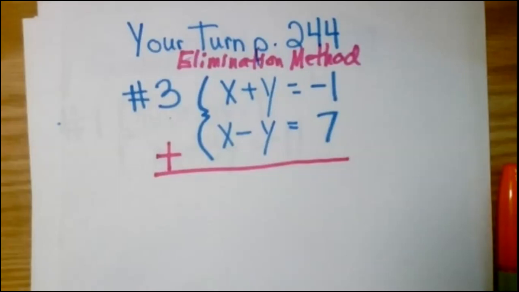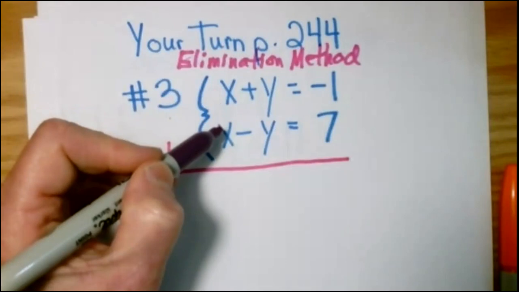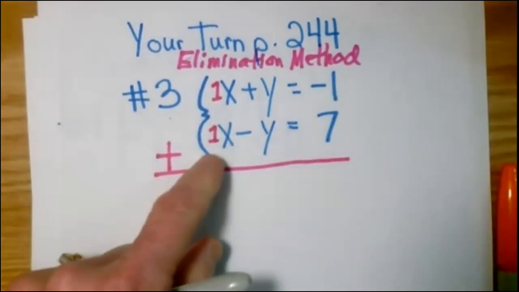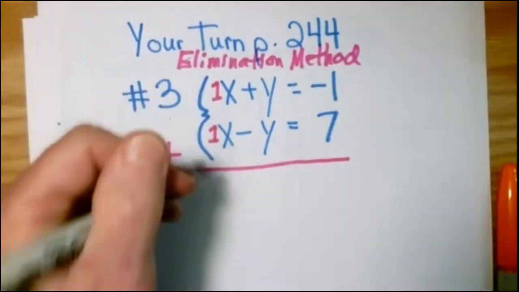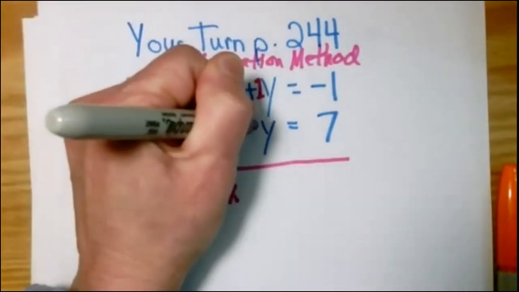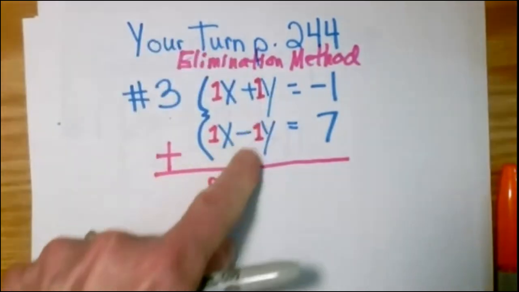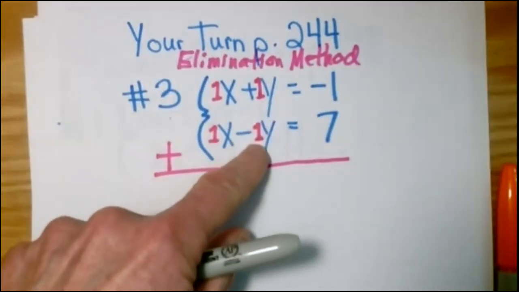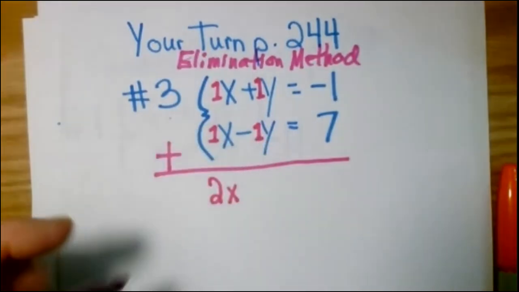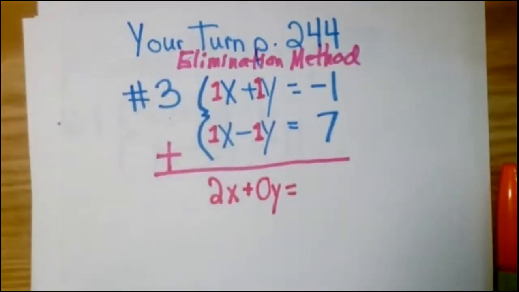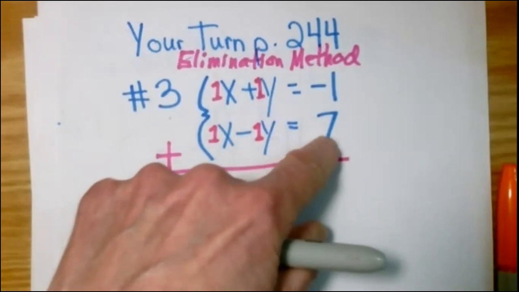So when I add, I have x, so pretend there's an imaginary 1 in front of there. 1x plus 1x, yes, that would be 2x. I'm going to add, we'll put a 1 in front of there again, just so you can see that, I have a 1y plus a negative 1y. So if I have a positive 1y and I add a negative 1y, I'm going to end up with 0y equals, now I'm going to add negative 1 plus 7.